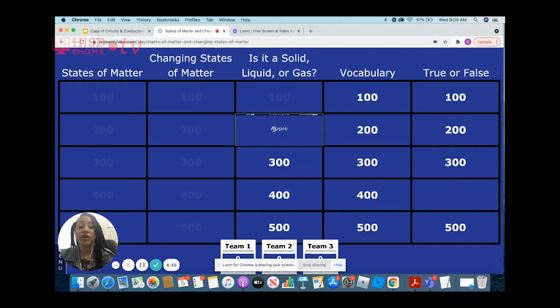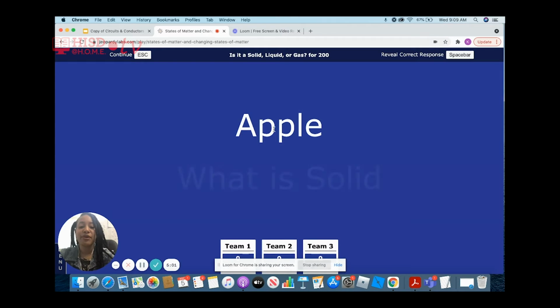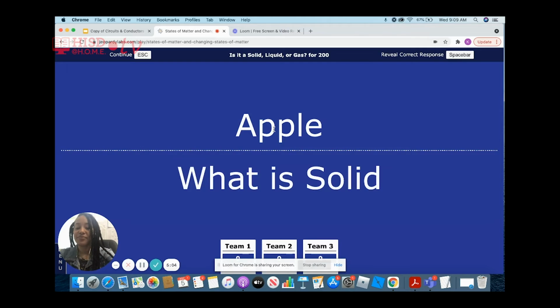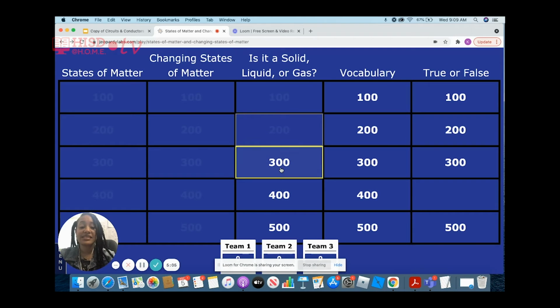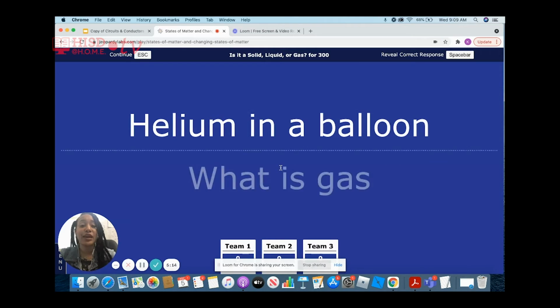Is it a solid, liquid, or gas for 200? What about an apple? Correct again. An apple is a solid. Is it a solid, liquid, or gas for 300? Helium in a balloon. Excellent job. Helium in a balloon is a gas.